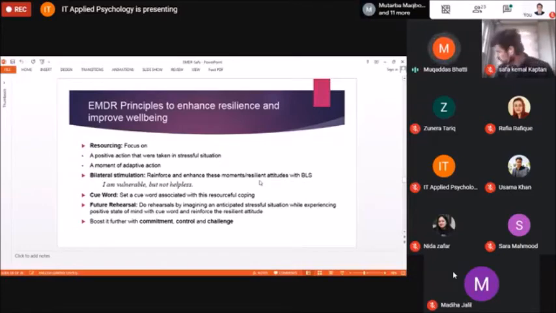keyword. And if a positive frame of mind emerges, then we need to do bilateral stimulation again to reinforce it. As Safa said, in EMDR we focus on the present as well as the future, on how we will cope in future situations. Next, please.